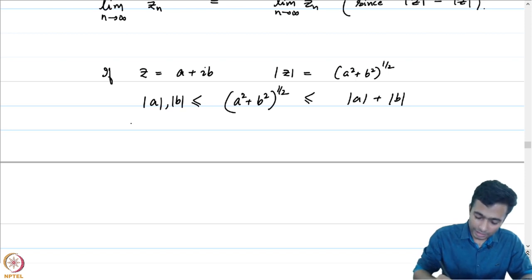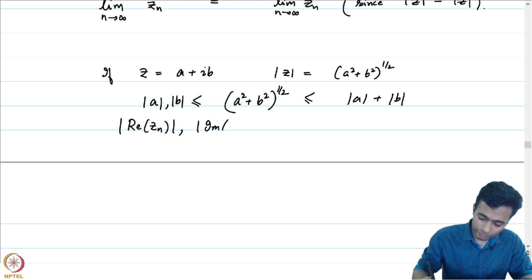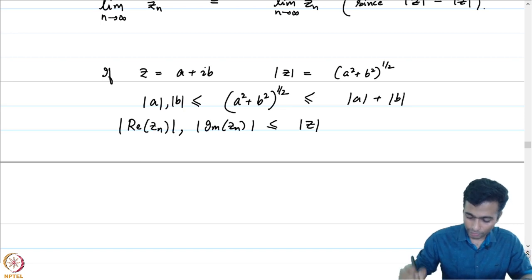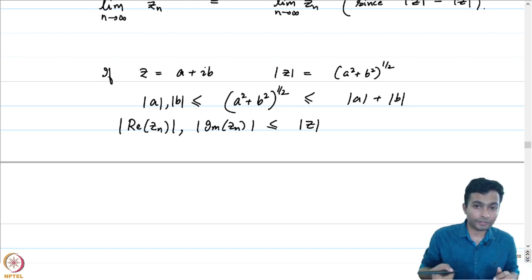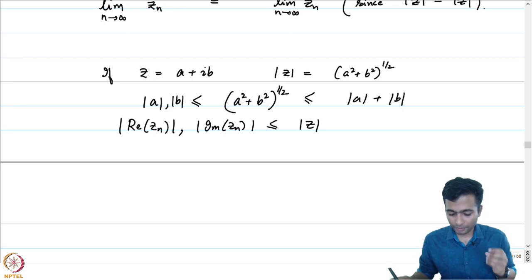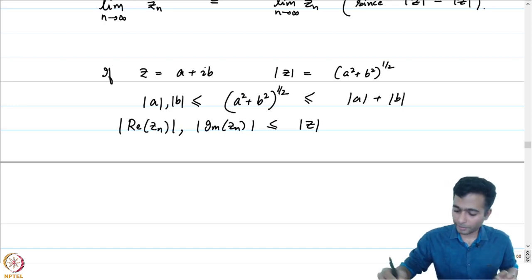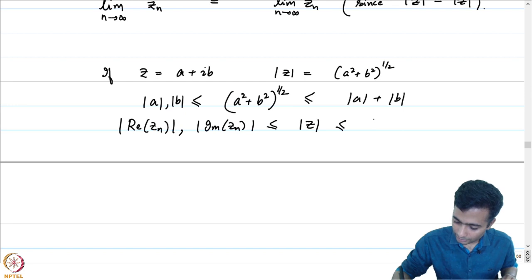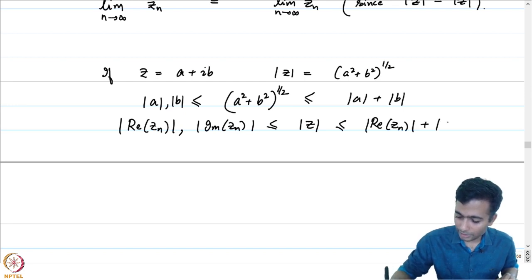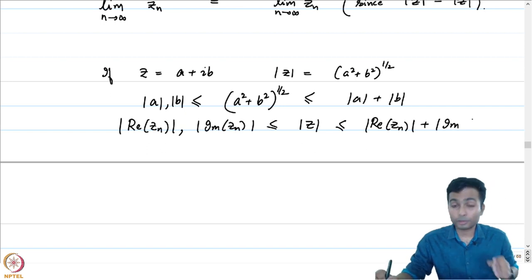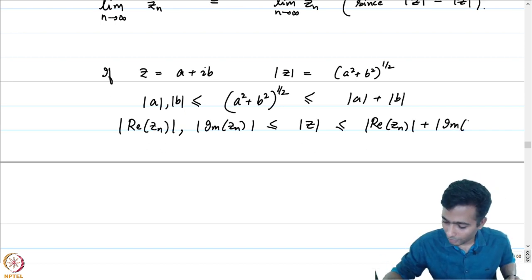This basically tells us that the absolute value of the real part of Zn and the absolute value of the imaginary part of Zn is less than or equal to the absolute value of Z. Notice that the left hand side actually consists of real numbers. Z is a complex number. Again, the right hand side tells us that this is less than or equal to the absolute value of the real part of Zn added to the absolute value of the imaginary part of Zn.